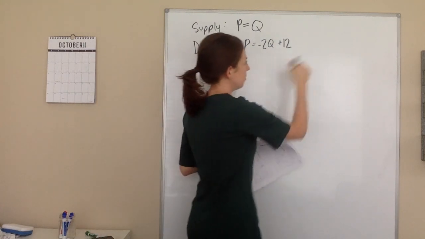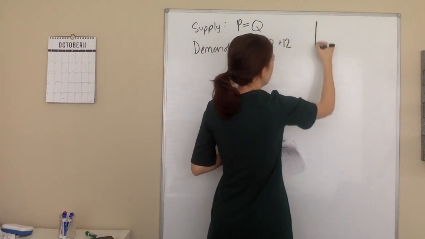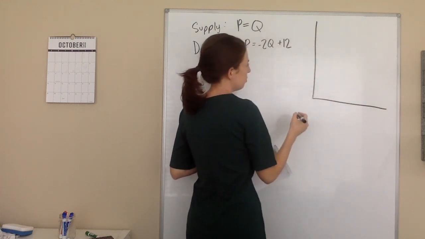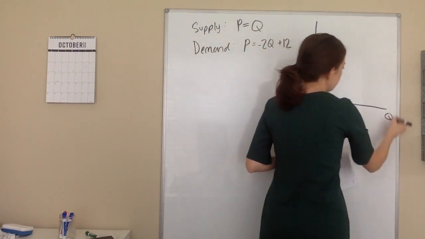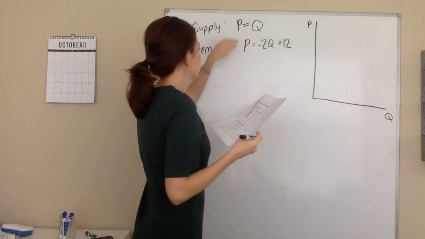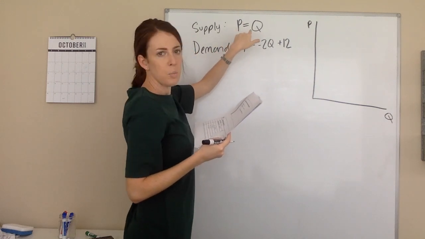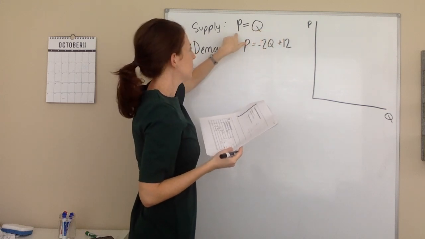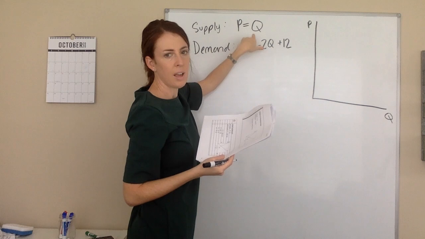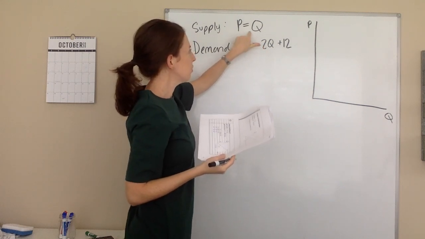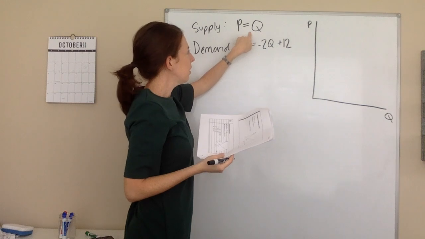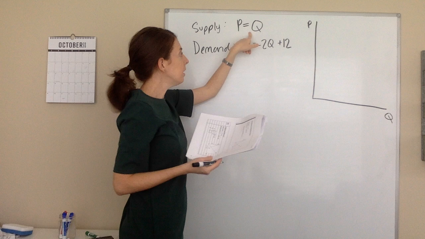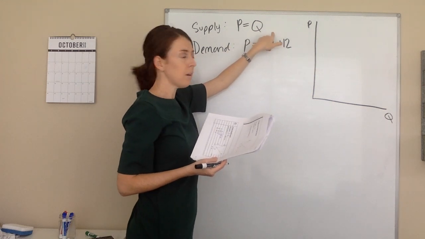So let's do that over here. I'll try to draw this as to scale as I can. First of all, supply. Recall slope-intercept form is y equals mx plus b. This is the vertical axis, the y, and this is the horizontal axis, the x. So the coefficient in front of Q should tell us the slope of the supply. Implicitly, there's a coefficient of 1, so the slope is positive 1. The number out here tells us the intercept of the supply curve.